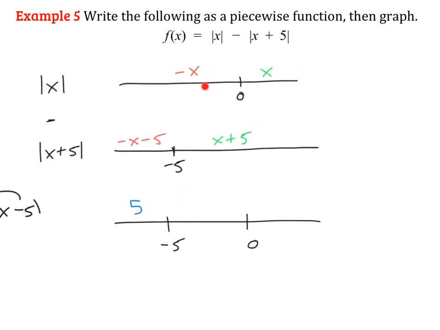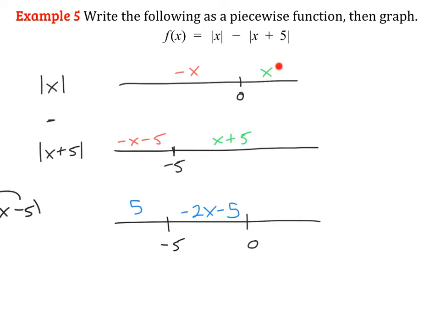Okay, for this middle interval, I can see for the top one, I'm using this negative x. For my second one, I'm using x plus 5 because it's right in this middle zone, and I'm going to subtract. So negative x minus x is negative 2x, minus 5 is negative 5. So it's negative 2x minus 5. And again, if you need to, write it out on the side.